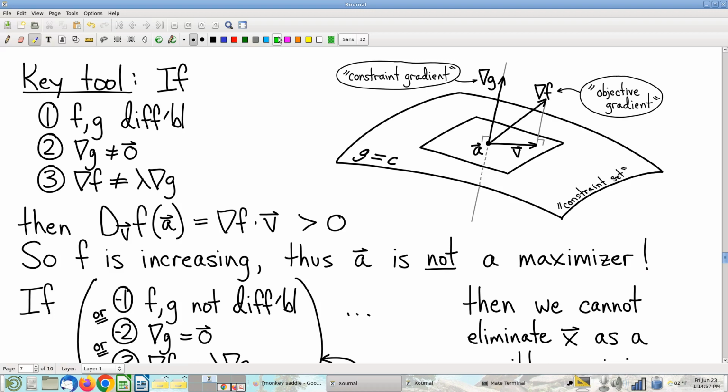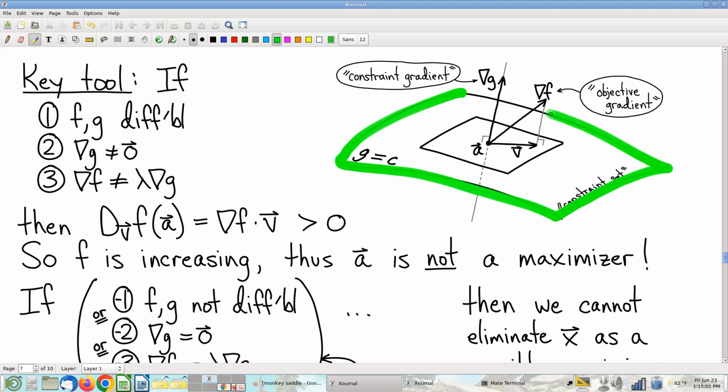We keep in mind we are stuck on our constraint set. Namely, we have to satisfy our constraint equation. So the only points that we're allowed to entertain are points on this green surface, aka our constraint set.